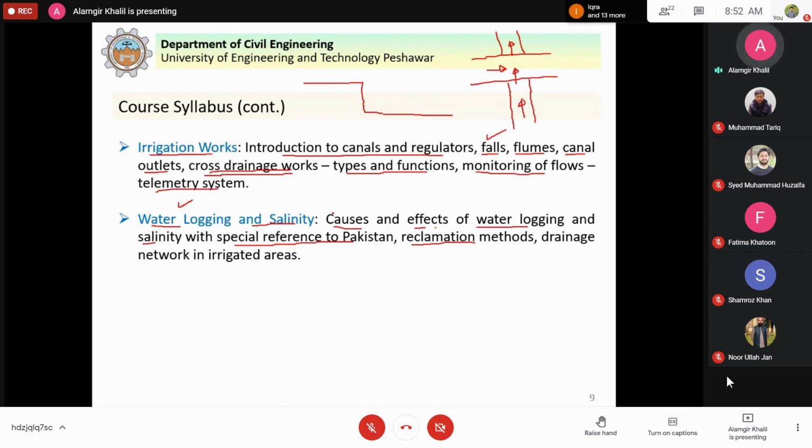So when we constructed the Tarbela Dam, the water table increased. It rose to the surface and adversely affected the productivity of the land. So for that, we need to provide a drainage network in order to drain that water, lower the water table and increase the productivity of the land. So we will study, you might have heard that in Mardan and Swabi, we have SCARP schemes. We have these SCARP schemes.